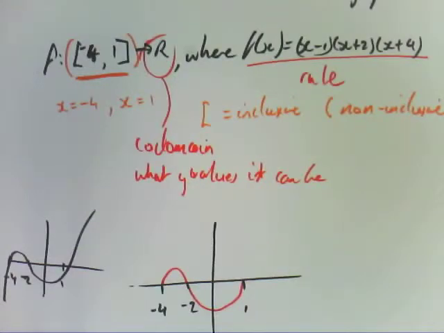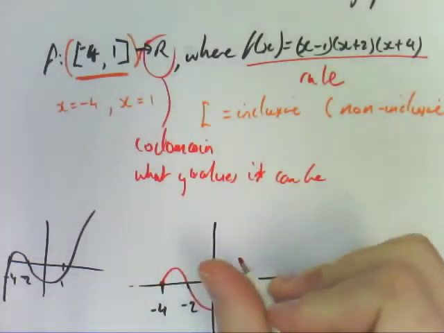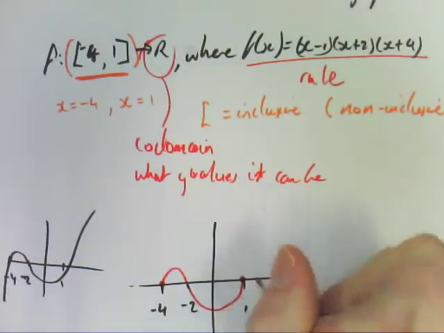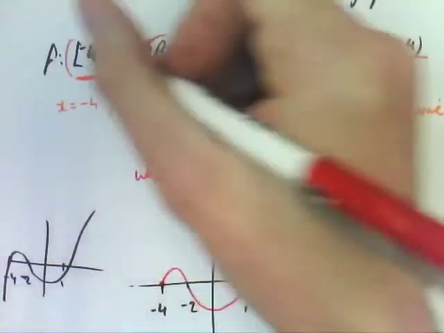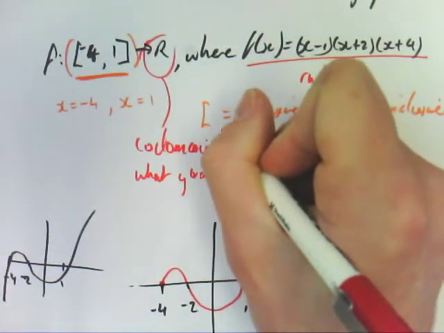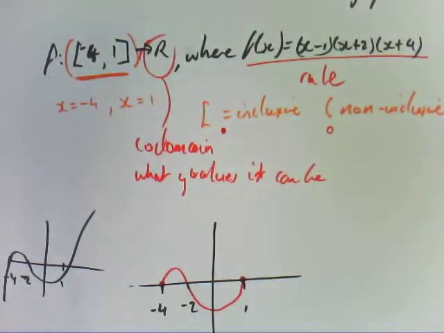Now there is something else I probably should have done there, and that is put a dot there and a dot there. Because they're included, I put a closed dot. So if it's these guys, you put a closed dot. If it's these guys, you put an open dot. So don't forget that. If one of those brackets was round, I would have to put an open dot on whichever end of that graph it was.